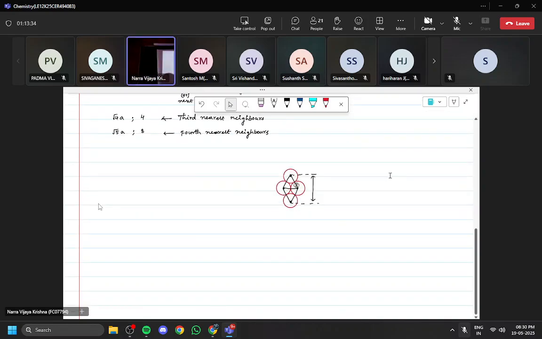Now can I say this distance is 2 times the height of an equilateral triangle? What is the height of an equilateral triangle? Root 3a by 2. This is one equilateral triangle. This side is a. This is also a. This is also a. Then what is this distance?